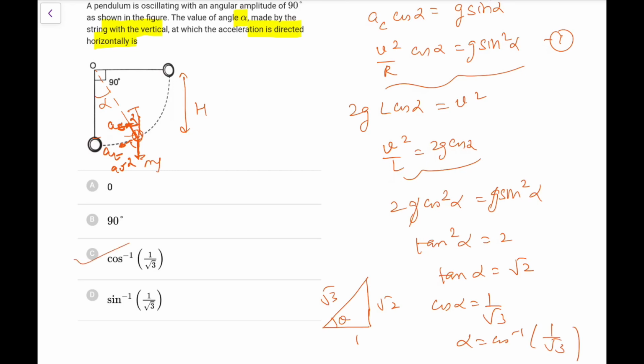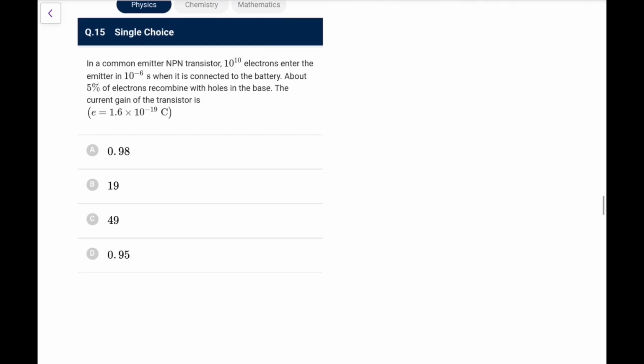So it's a good question, an interesting one. Next. In a common emitter NPN transistor, 10 to the power 10 electrons enter the emitter in this second. So this is basically the emitter current. Emitter current is 10 to the power 10 times C upon 10 to the power minus 6. About 5% of the electrons recombine with the hole. So the current gain is okay, there's no such issue for that.